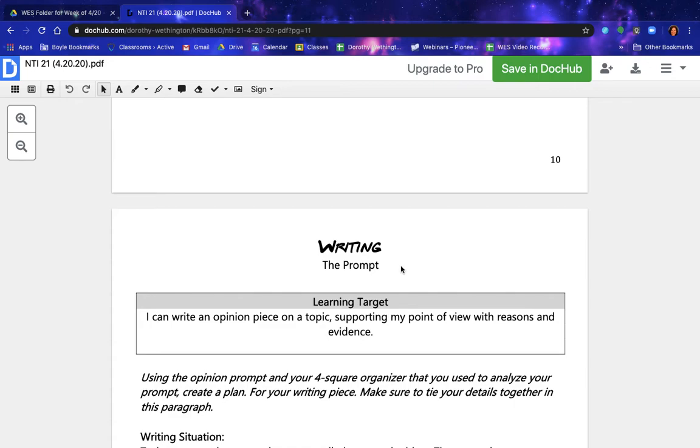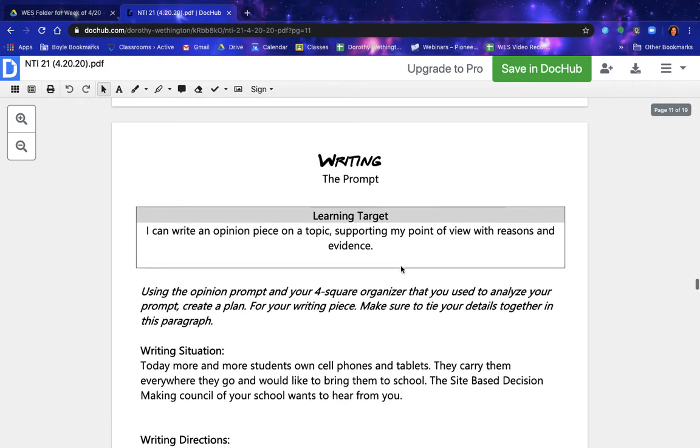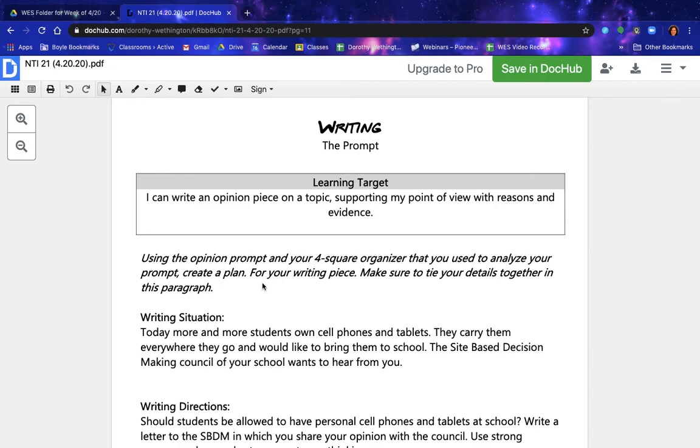Writing the prompt. I can write an opinion piece on a topic supporting my point of view with reasons and evidence. Using the opinion prompt and your Foursquare organizer that you used to analyze your prompt, create a plan. For your writing piece, make sure to tie your details together in this paragraph.